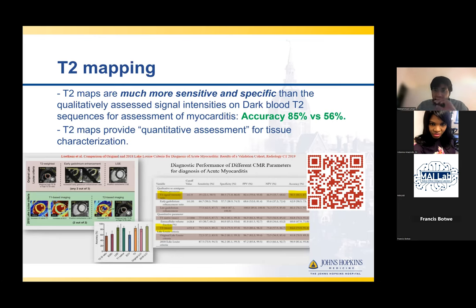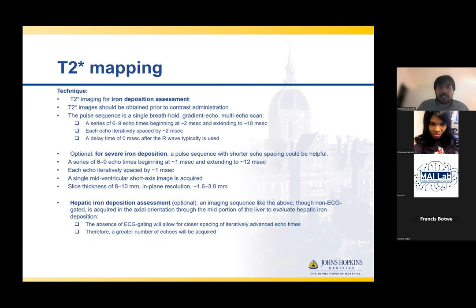Here's the paper reference where the numbers come from, and they compare the two. There's a QR code that you can actually scan to get the paper.